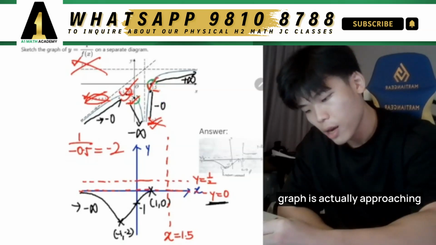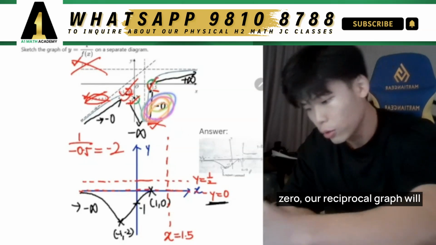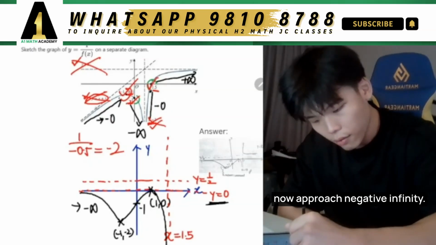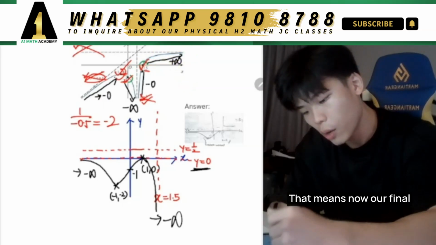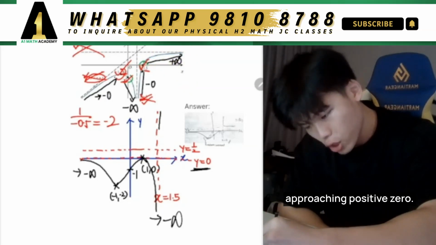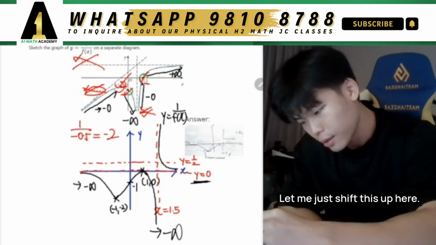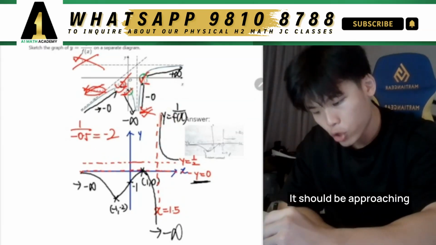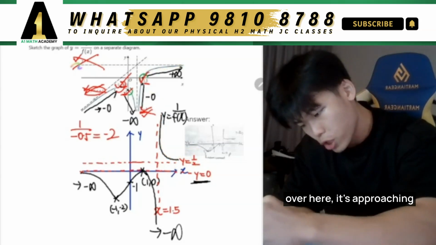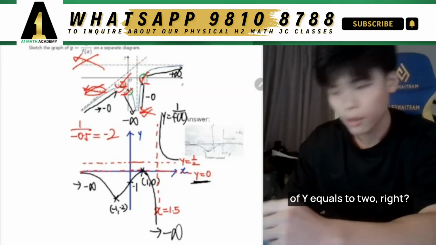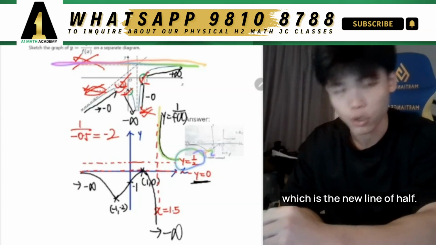Alright, next portion of the graph is actually approaching negative 0 yet again. Since this portion of the graph is approaching negative 0, our reciprocal graph will now approach negative infinity. And lastly, this last portion of the graph is actually approaching positive infinity. That means now our final graph over here should be approaching positive 0. And that is the new graph over here, which is 1 over f(x). Wait, apologies. Let me just shift this up here. It should be approaching the line of y equals 1/2, because the original graph over here is approaching the original asymptote of y equals 2. So since it's approaching the original line of y equals 2, this should approach the new line of 1/2 over here, right?